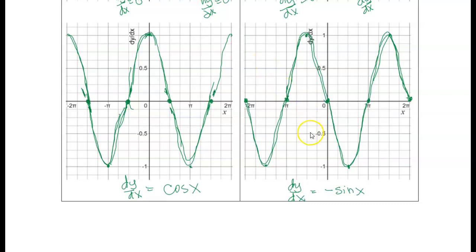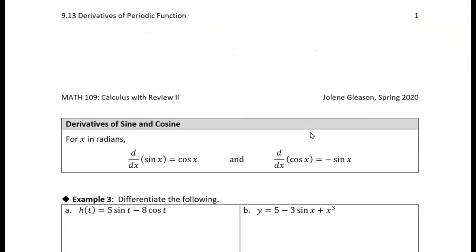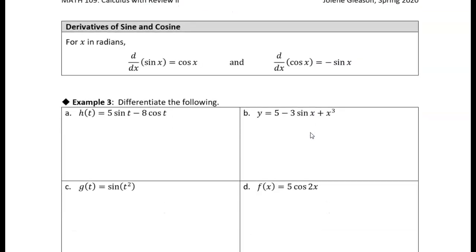So now we have the derivatives of sine and cosine. This is what you need to know. The derivative of sine is cosine. The derivative of cosine is the negative sine. All right, so now let's use that to differentiate some functions. So let's start with this one.